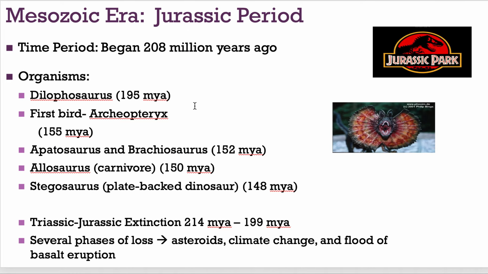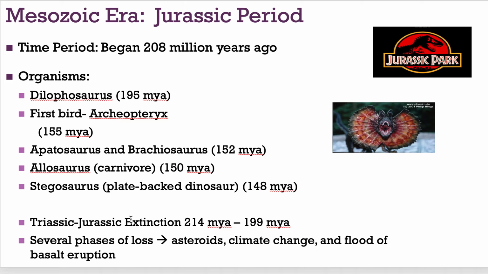Right? So then we move into the Jurassic period, which began 208 million years ago. More dinosaurs arrived, as well as the first bird, which was very dinosaur-like. The Stegosaurus came around, as well as several other dinosaurs.